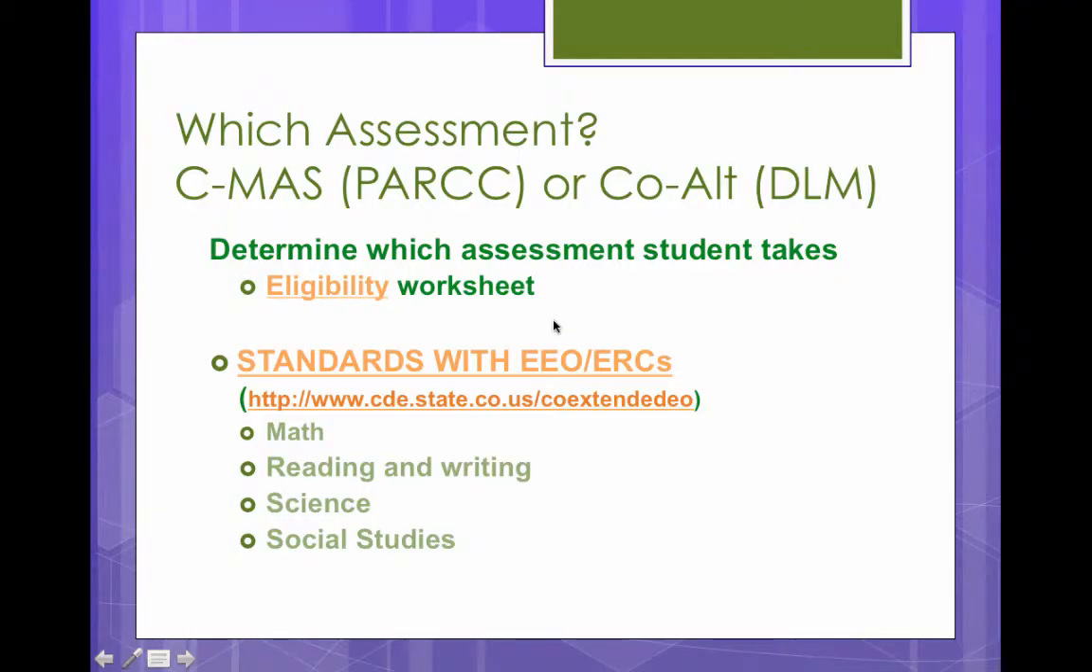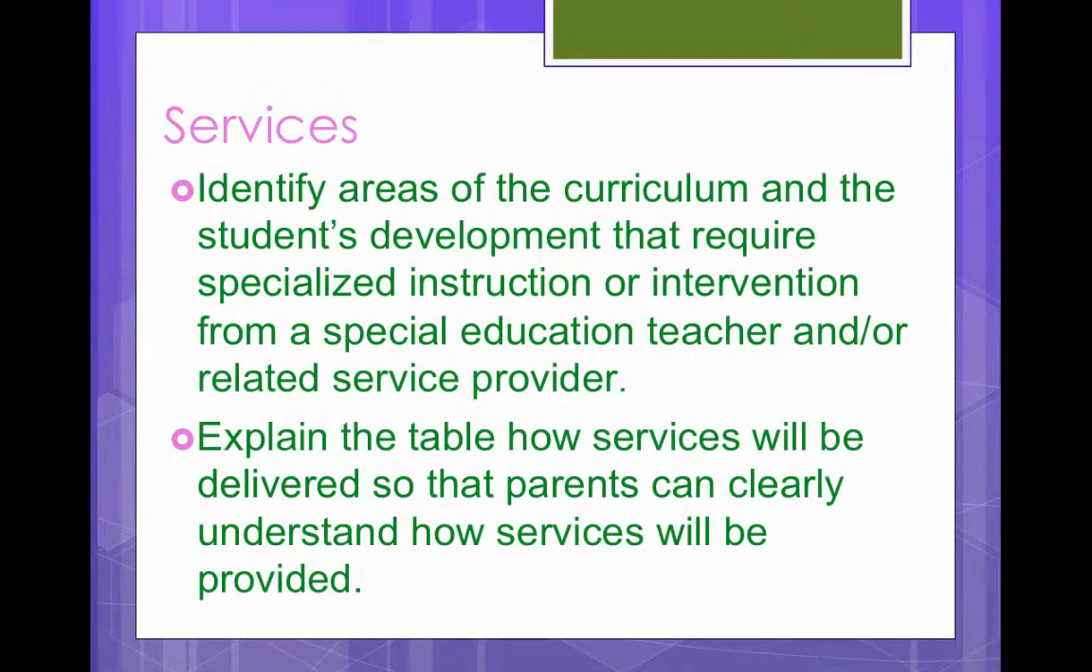If the student is found to meet those criteria, they would be taking the DLM assessment. If not, they'll be taking PARCC, or CMAS as it's referred to. If you want to look at the standards with the EEOs or the ERCs, it's the full list of standards. I put the link here so that you can go directly to it. So if you have students with special needs and they're not going to be taking the alternate assessments, you can still use the standards at this link, because it's just the regular academic standards with the EEOs on the bottom if you so need them.